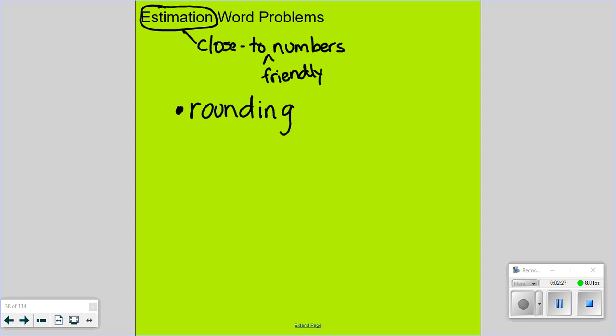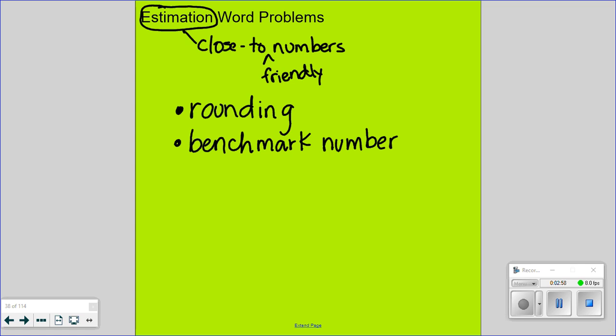What's another way we could estimate? You should look back and find it. That's probably what you should be doing. I'll look back in my math notes. Lydia? Benchmark numbers. Using just any friendly number, any benchmark number. That was the strategy we first started using, when we used any friendly number.